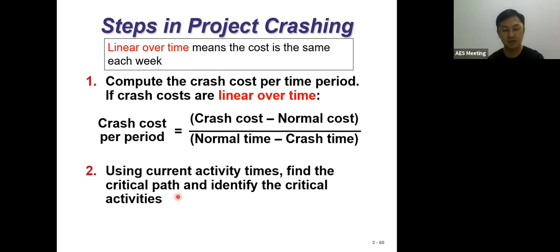We try to do this all at once. The other thing is that we use the activity times, find the critical path, and identify the critical activities. How do we do that? I'll show you examples for that.